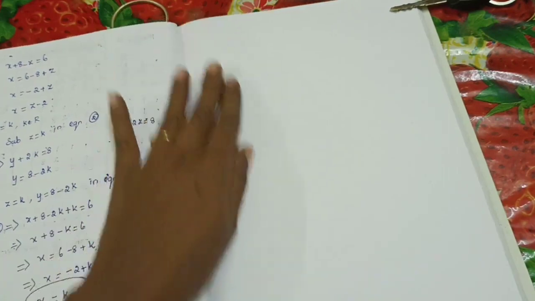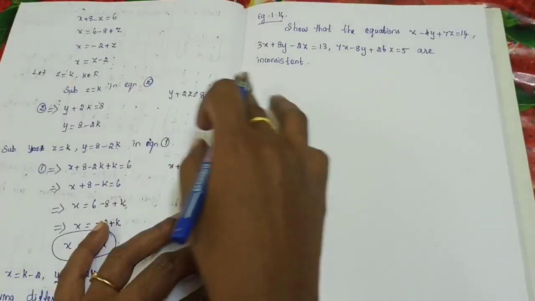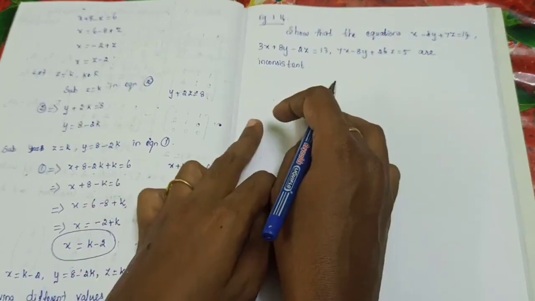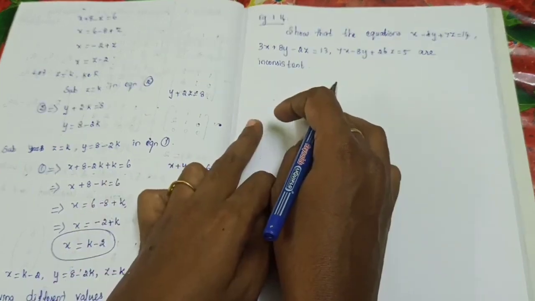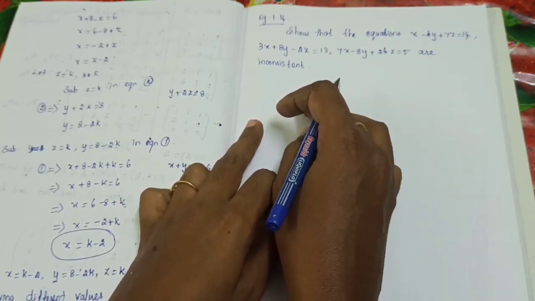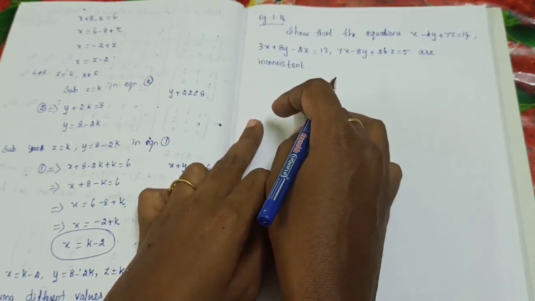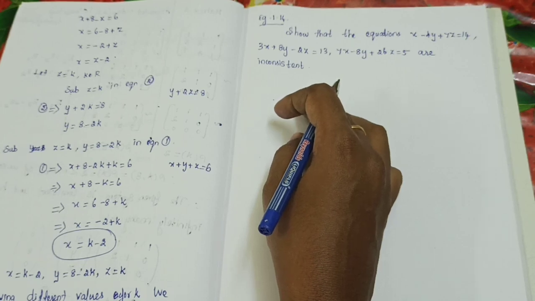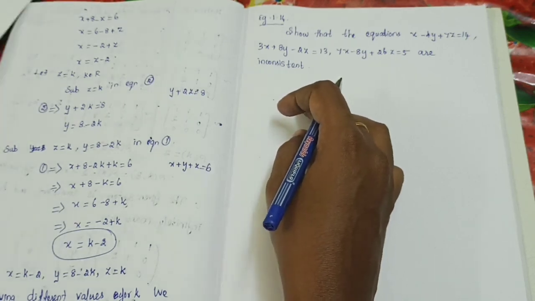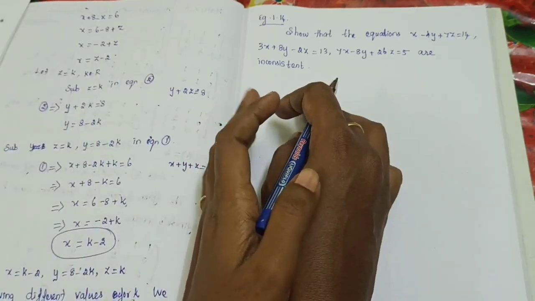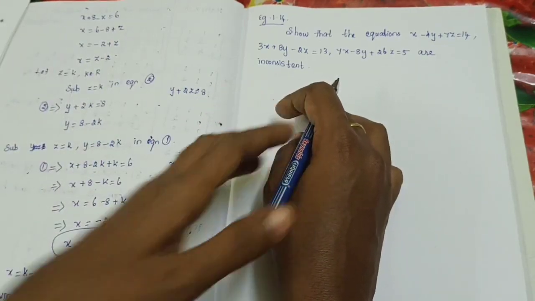Okay, example 1.14. I am reading the question. Show that the equations x minus 4y plus 7z is equal to 14, 3x plus 8y minus 2z is equal to 13, third equation is 7x minus 8y plus 26z is equal to 5 are inconsistent. What you need to prove? That is, this particular system of non-homogeneous linear equations is inconsistent.